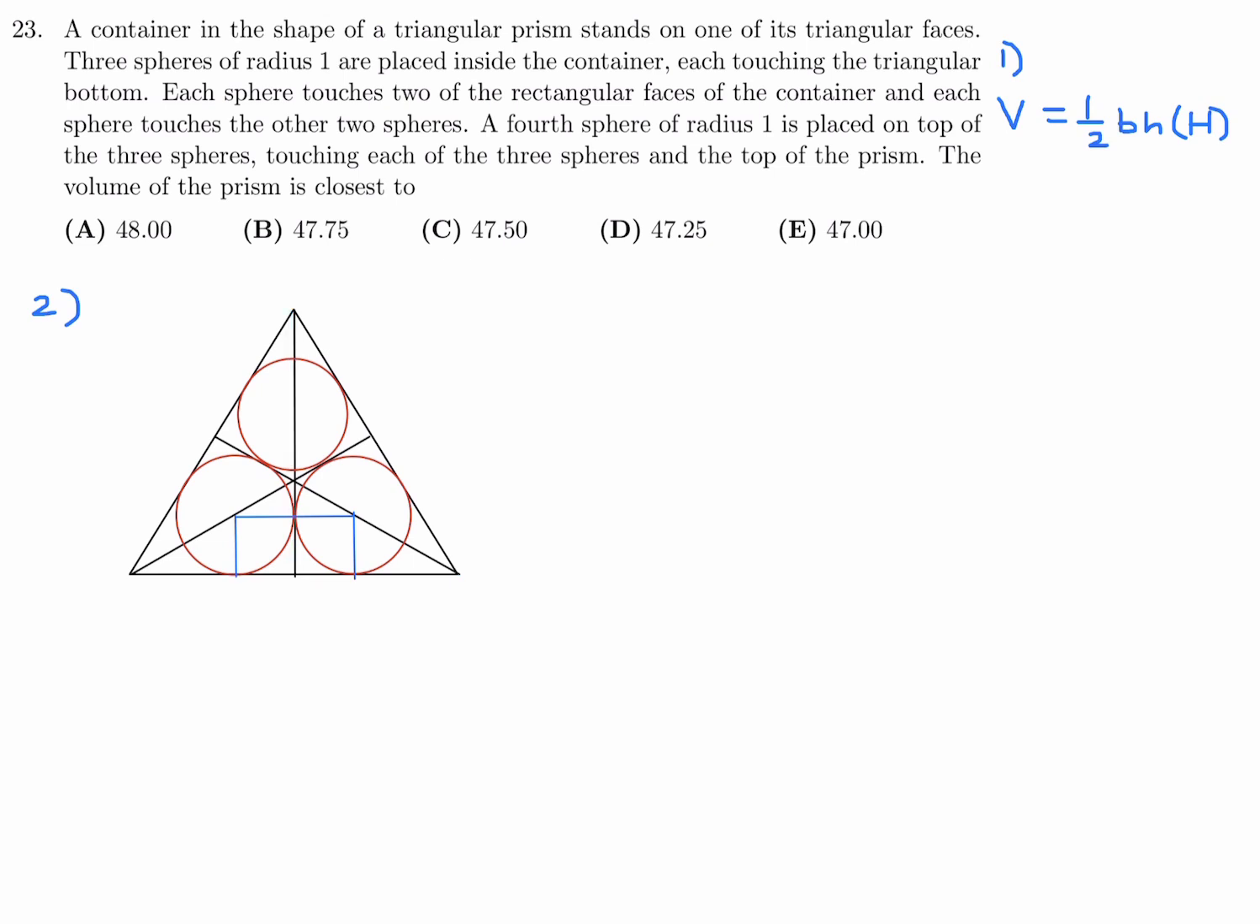Okay, so each of these spheres has a radius of 1. So this is 1 right here, the distance from there to there. And this is 1 from here to here. Similarly, this is 1, and this is 1. So this is 1, this is 1, this is 1, this is 1.